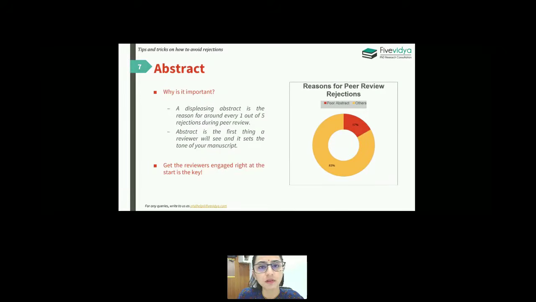Next comes the point of the abstract. Abstract here means that if a displeasing abstract is given in your submission, it leads to outright rejection. If you go by the statistics, you will see that 1 out of every 5 rejections in peer review is due to a poor abstract. So the abstract is the first thing which a reviewer checks while checking your paper.